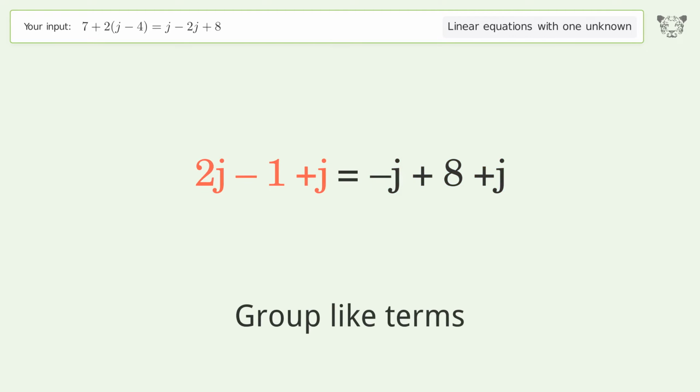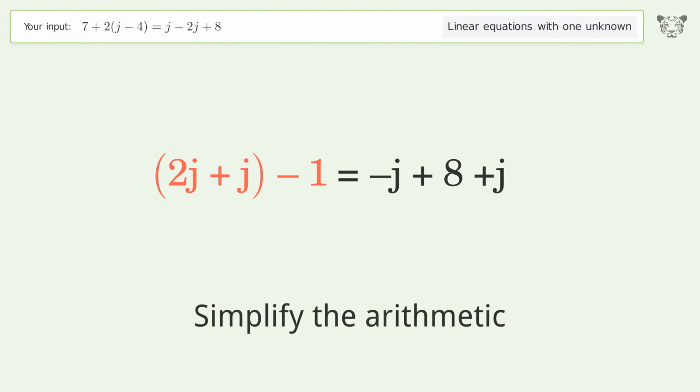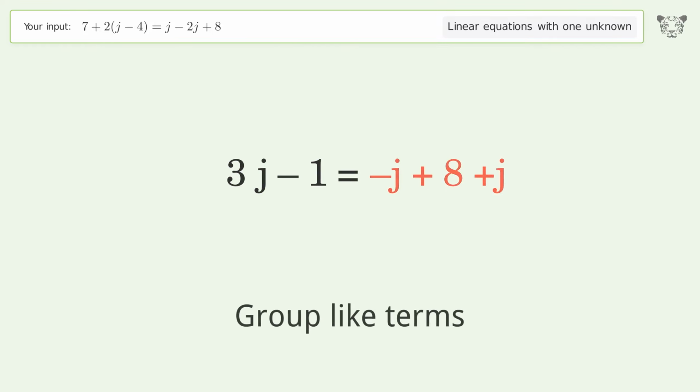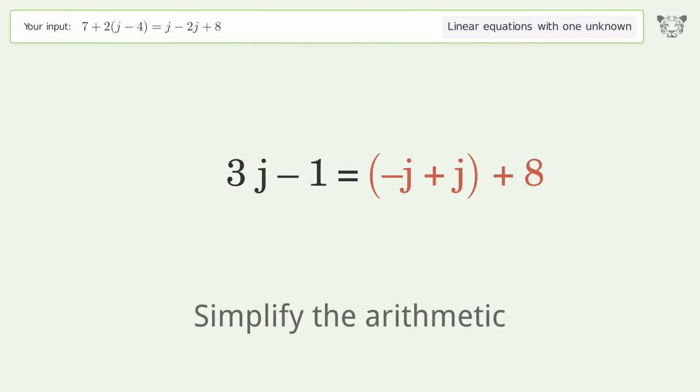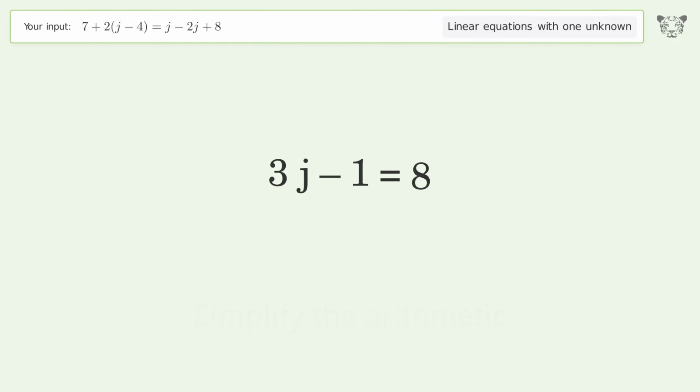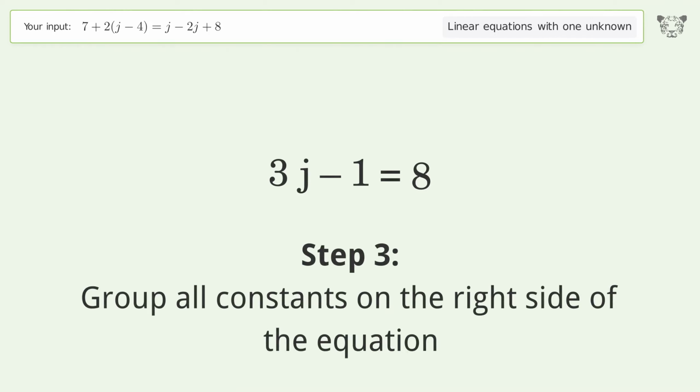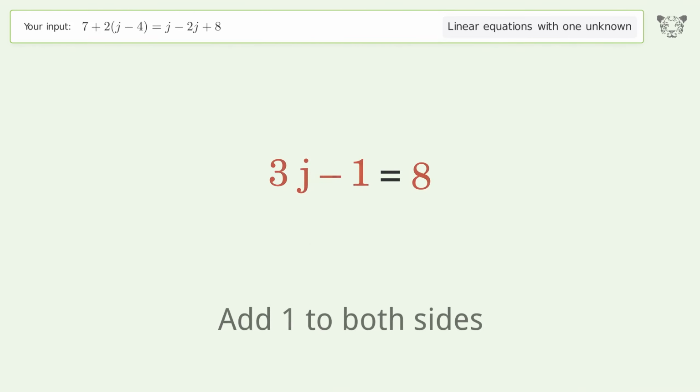Group like terms. Simplify the arithmetic. Group like terms. Simplify the arithmetic. Group all constants on the right side of the equation. Add 1 to both sides.